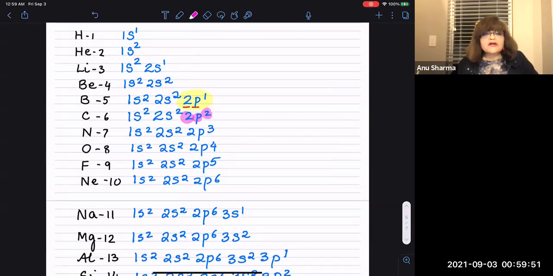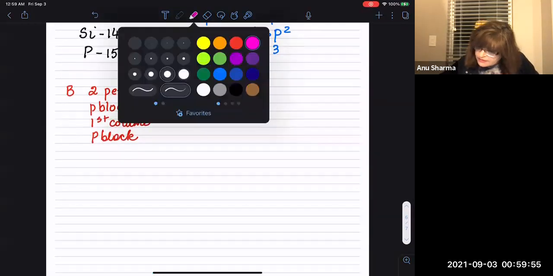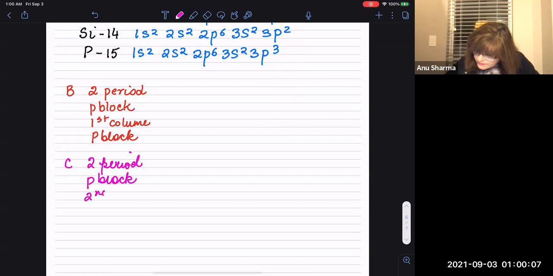P block, second column. So let's write this down. For carbon, second period, P block, second column. Second column in P block. Pay attention to that. Second column in P block.